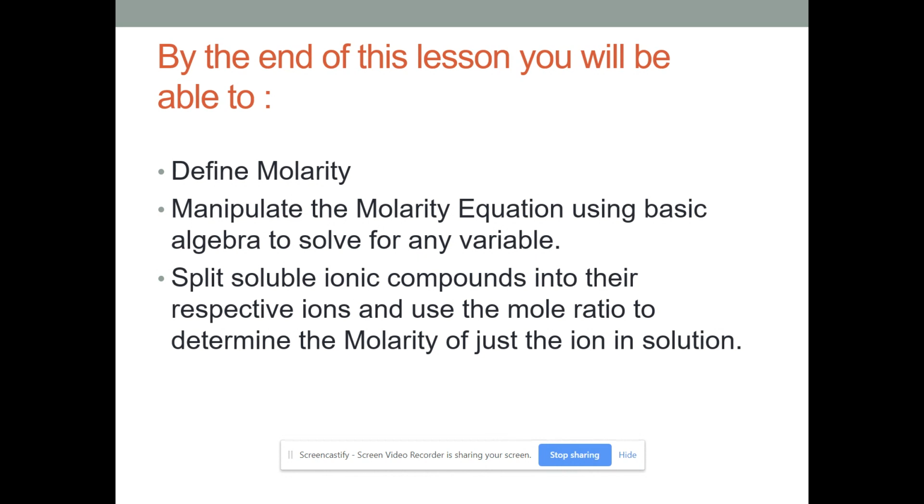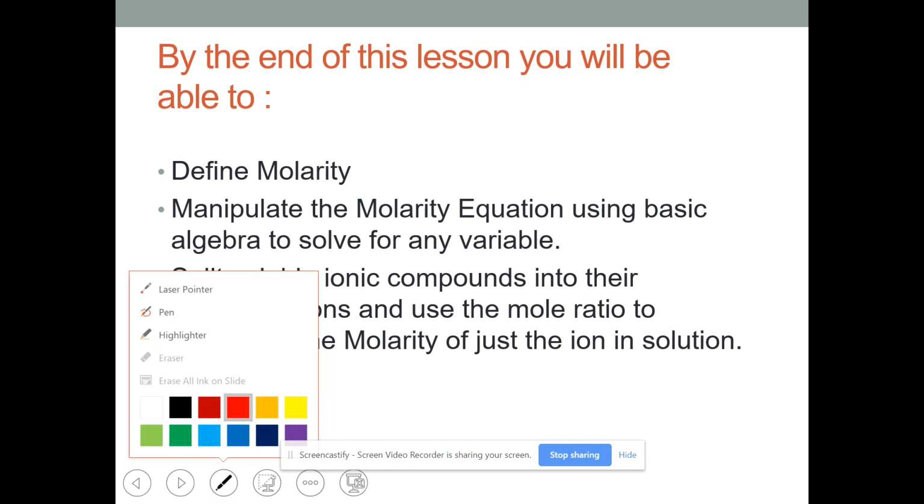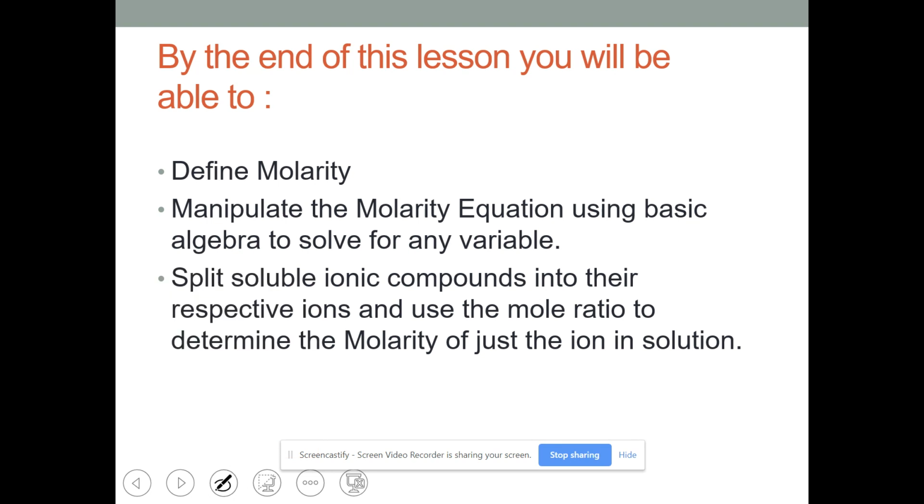By the end of this, you'll definitely be able to define molarity. If you don't remember what it is, you should be able to remember it by the end of the lesson. And you should be able to use your algebra to manipulate the equation and solve for any of the variables.